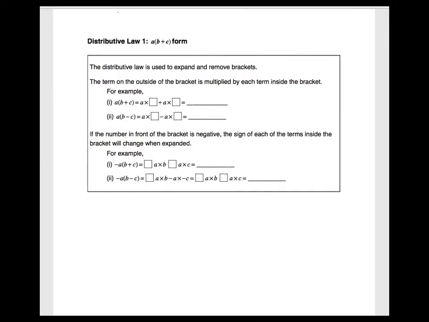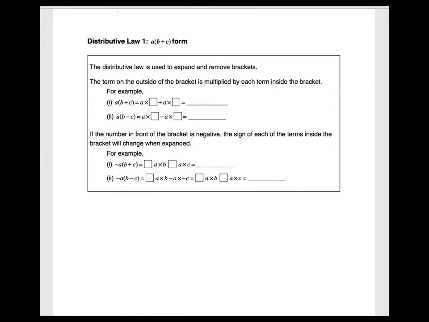Hey guys, in this video we're going to learn about the first distributive law, which comes in the A times brackets B plus C form. Now the distributive law is used to expand and remove brackets. And if you're wondering how to do that, basically the term on the outside of the brackets is multiplied by each term inside the brackets.